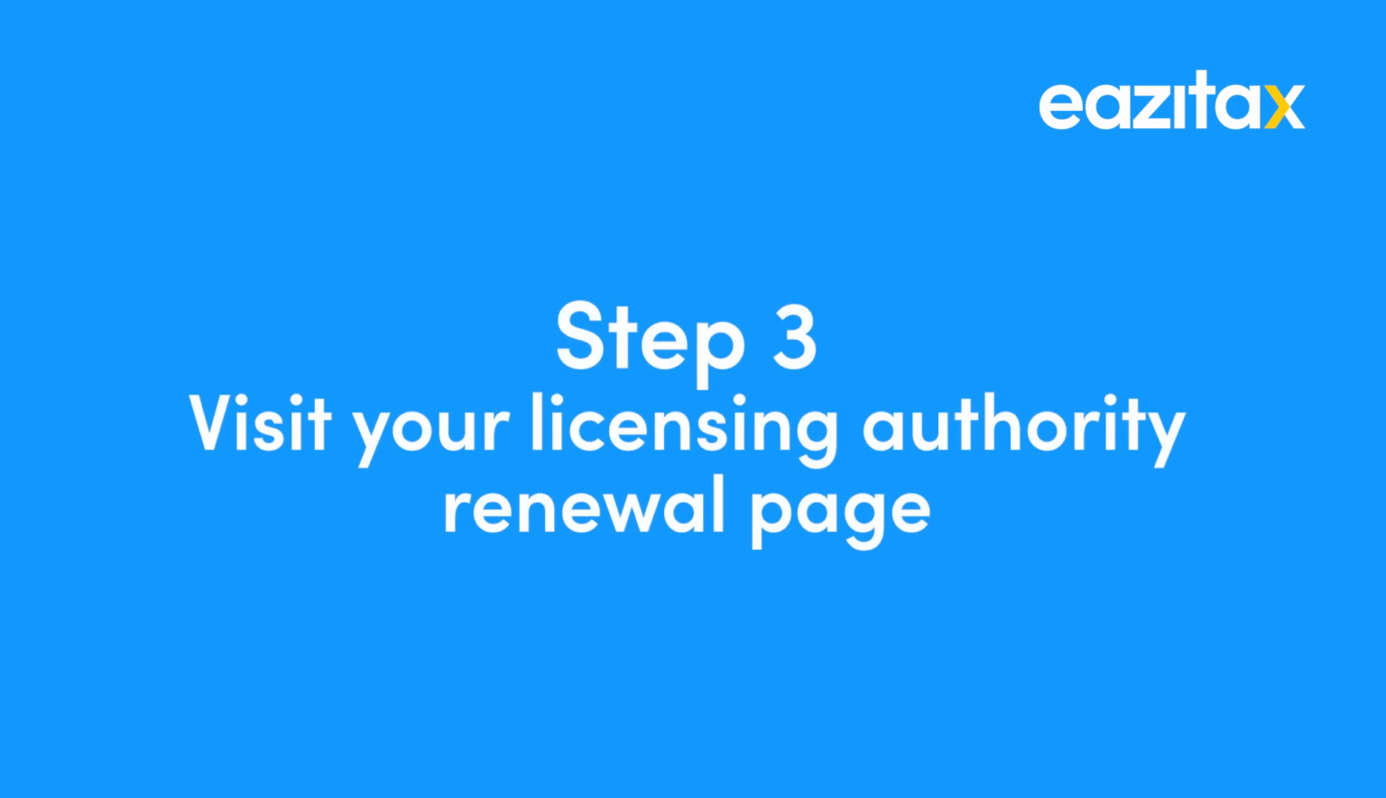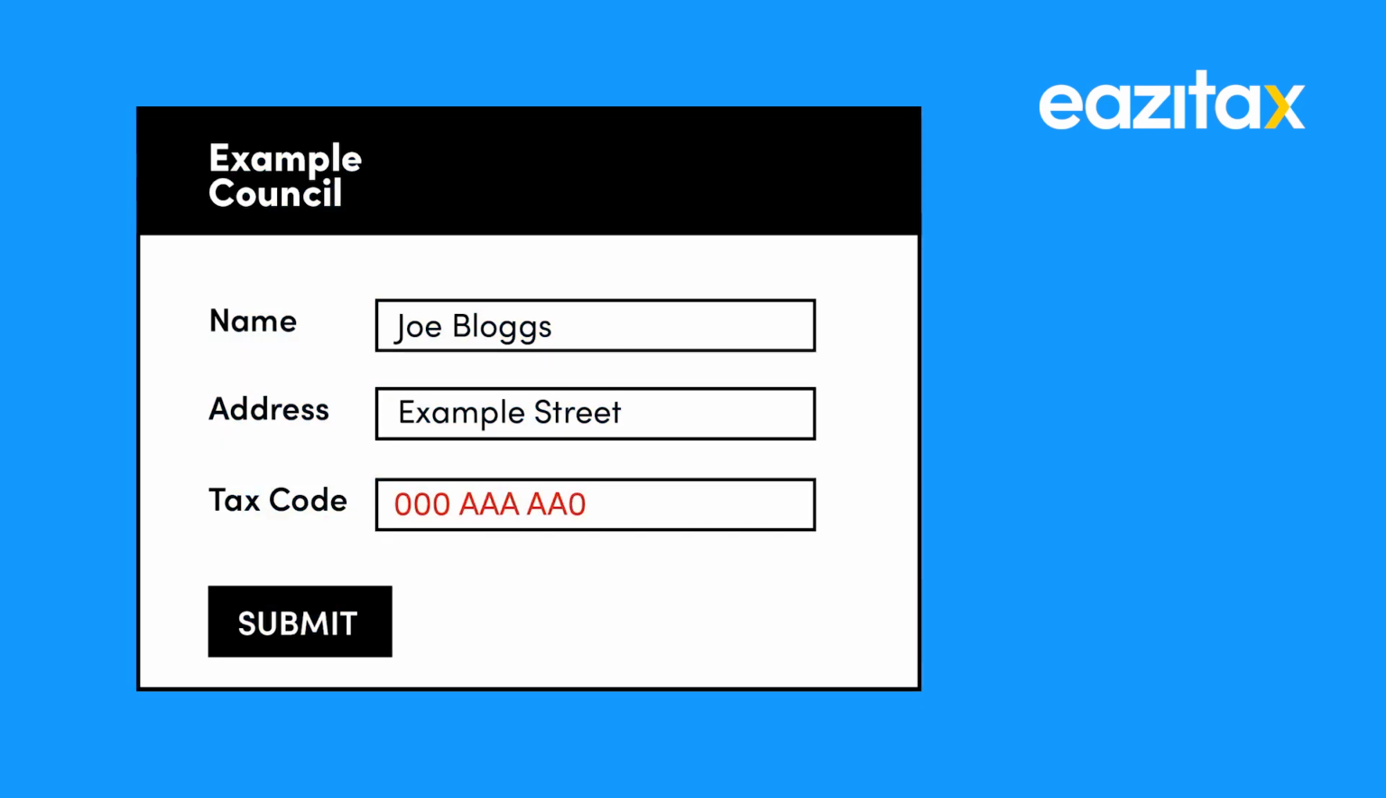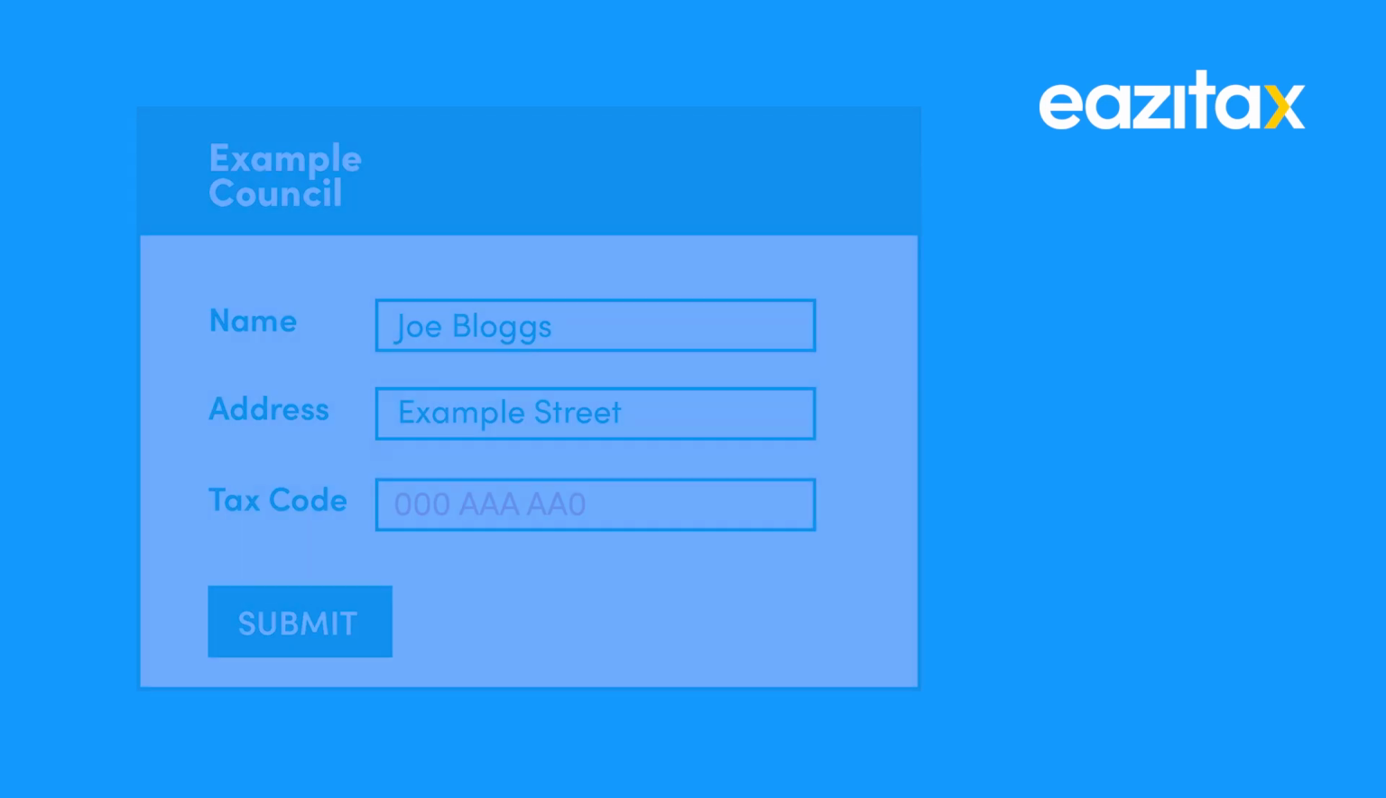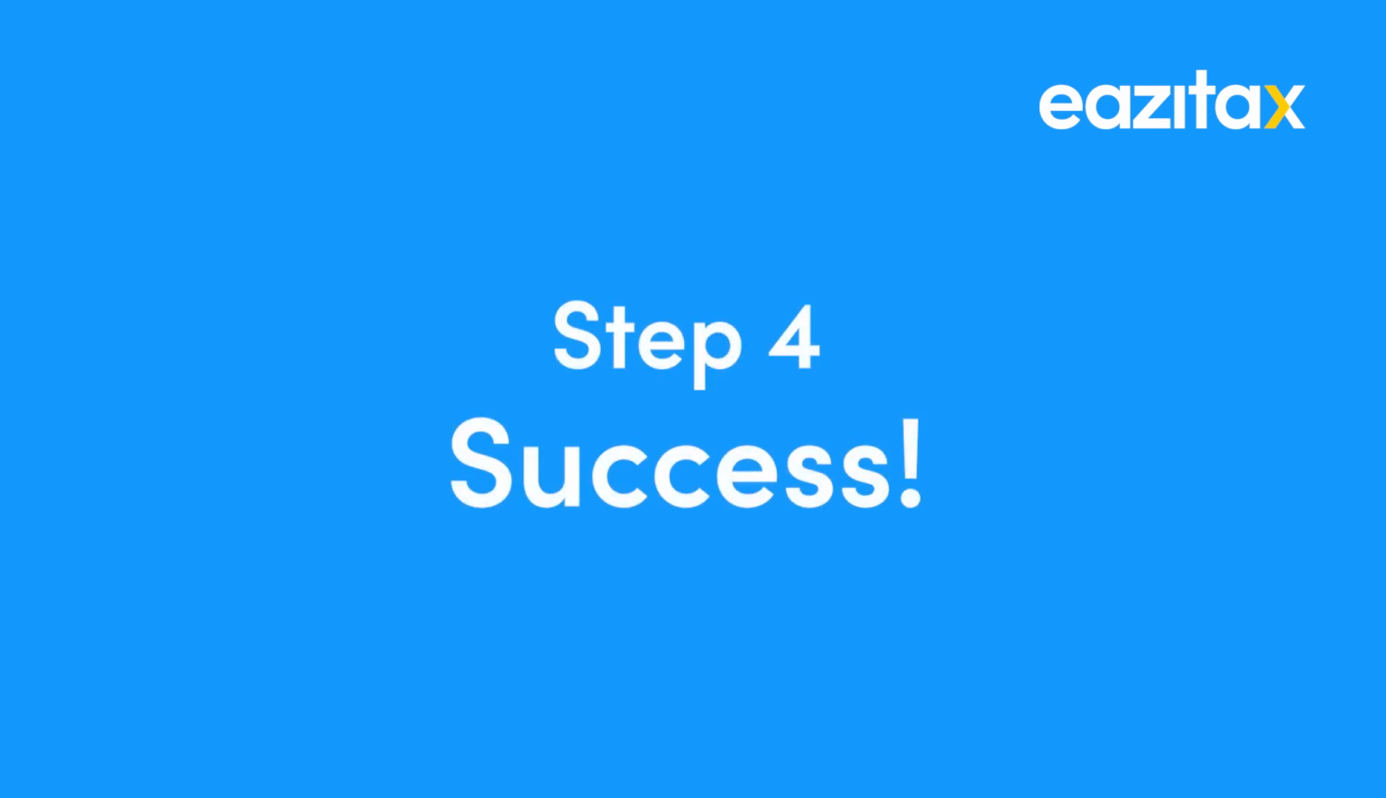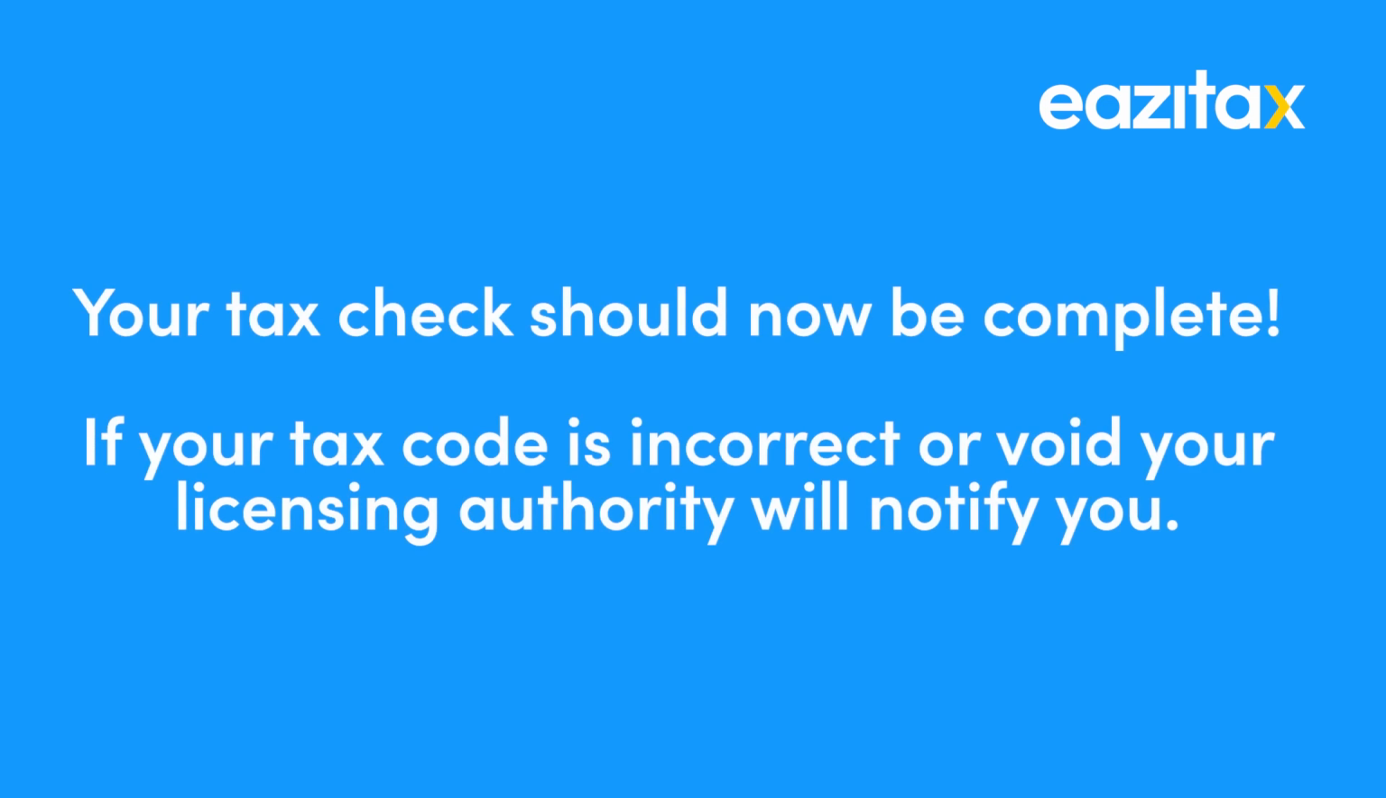Step 3. Visit your licensing authority renewal page. Visit your licensing authority's licence application page. Depending on your council, this may be an online form or a document to download. On the section for tax check number, insert the number you copied in step 2. Submit this form or send to your licensing authority to complete your application. Step 4. Success. Your tax check should now be completed.